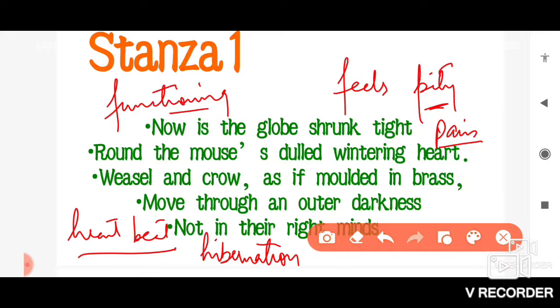The mouse also goes into hibernation with its reduced heartbeat. I'll repeat what happens to the mouse.